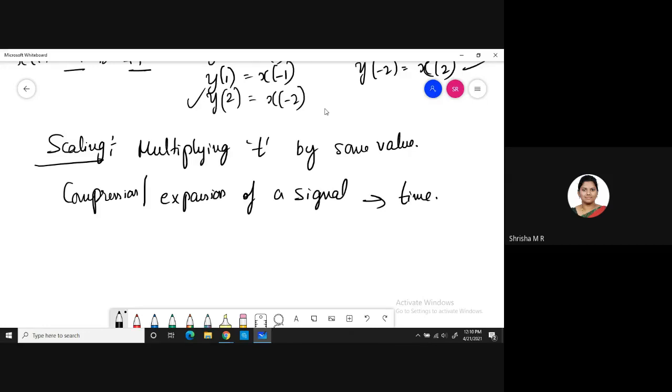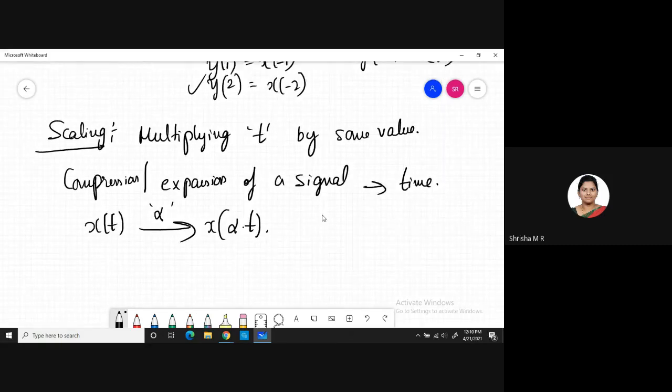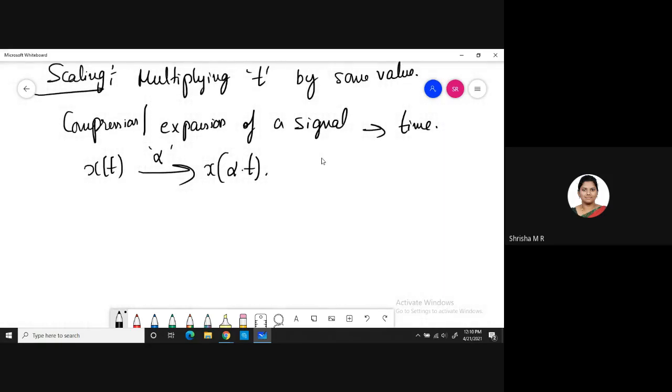So let our original signal be x of t. I'm time scaling that with a factor alpha, so I get x of alpha times t. We shall see what happens. There are two cases: alpha might be greater than 1 or alpha might be less than 1. First we shall see if alpha is greater than 1.